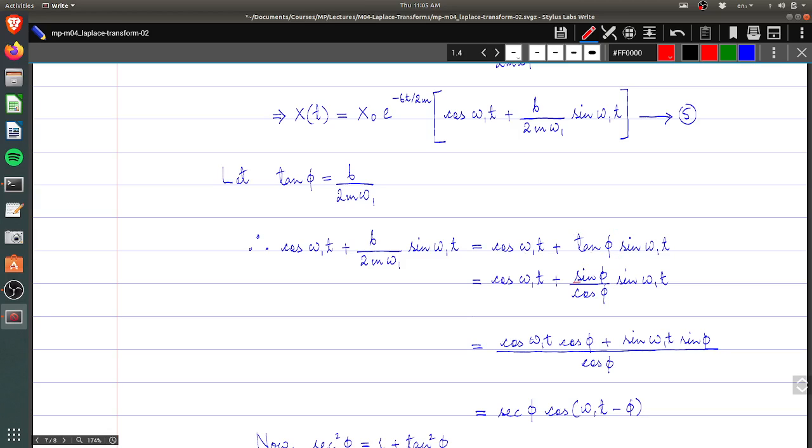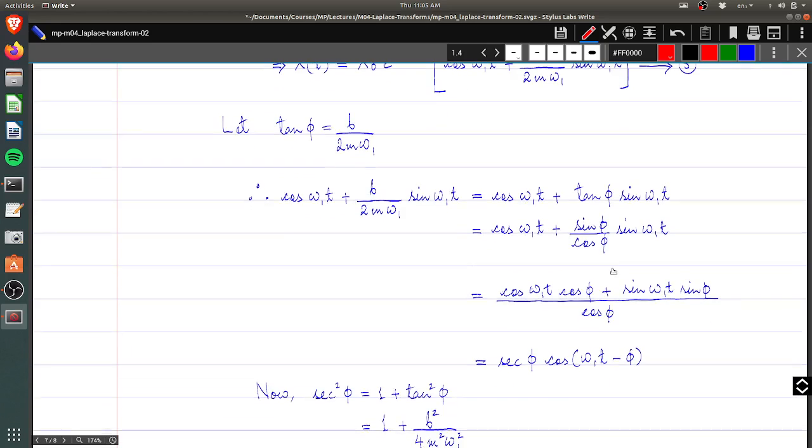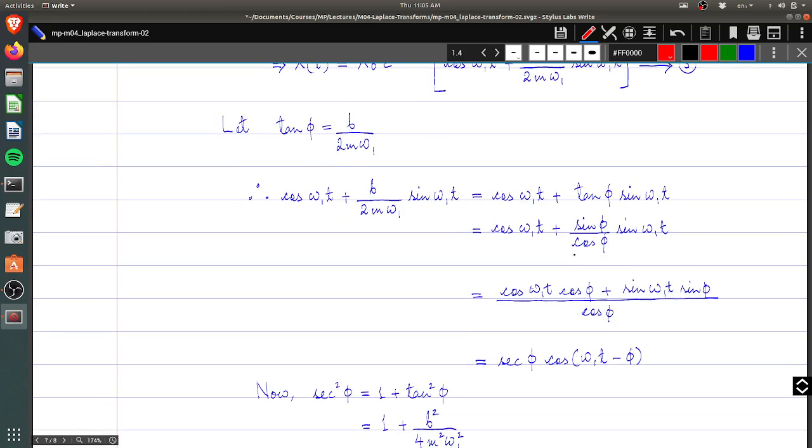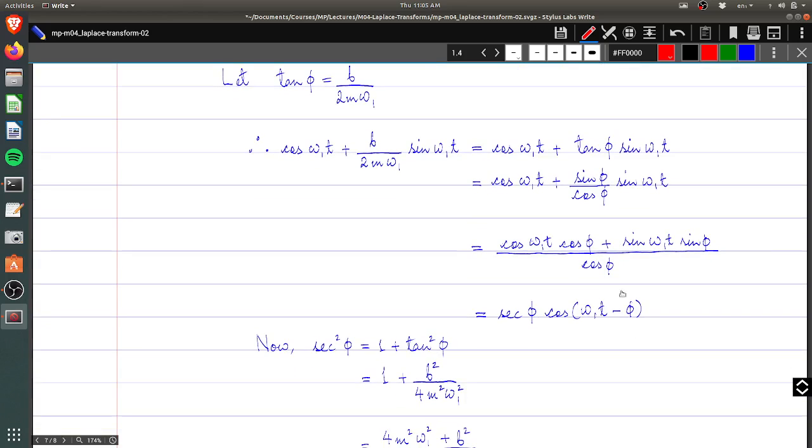Tan phi is nothing but sin phi by cos phi. Then you multiply this cos phi with this one. We have cos omega 1 t cos phi plus sin omega 1 t sin phi. And this cos phi, because it's 1 by cos phi, I could write this as secant phi. And this one is nothing but cos A minus B, trigonometric identity. So we can simply write it as cos of omega 1 t minus phi.